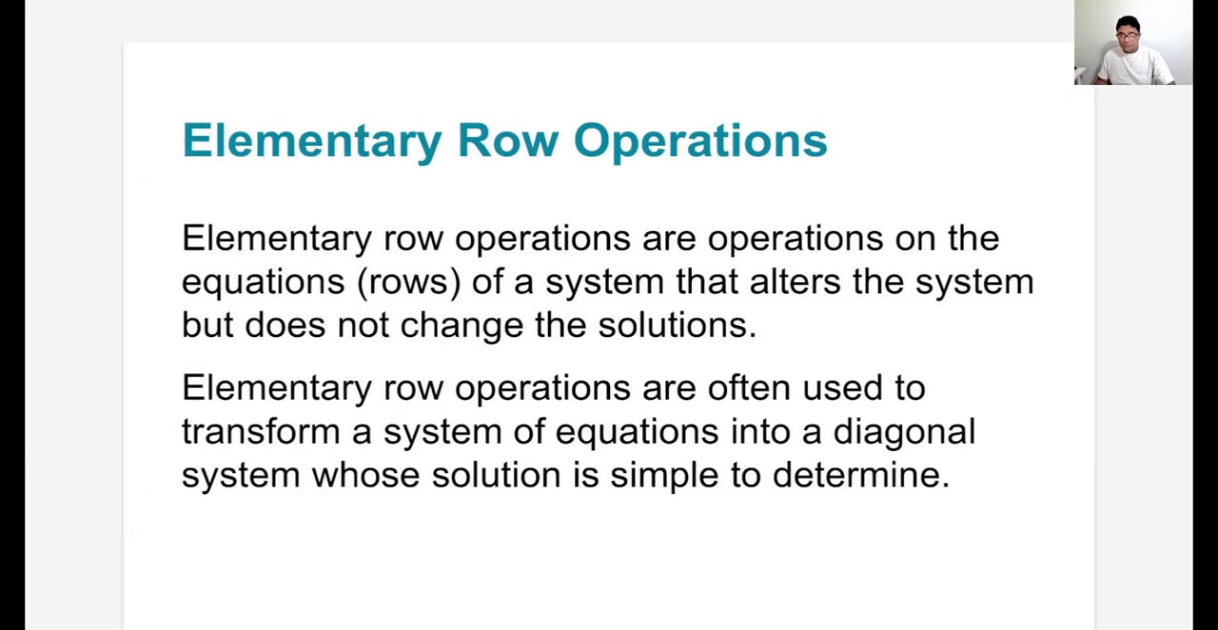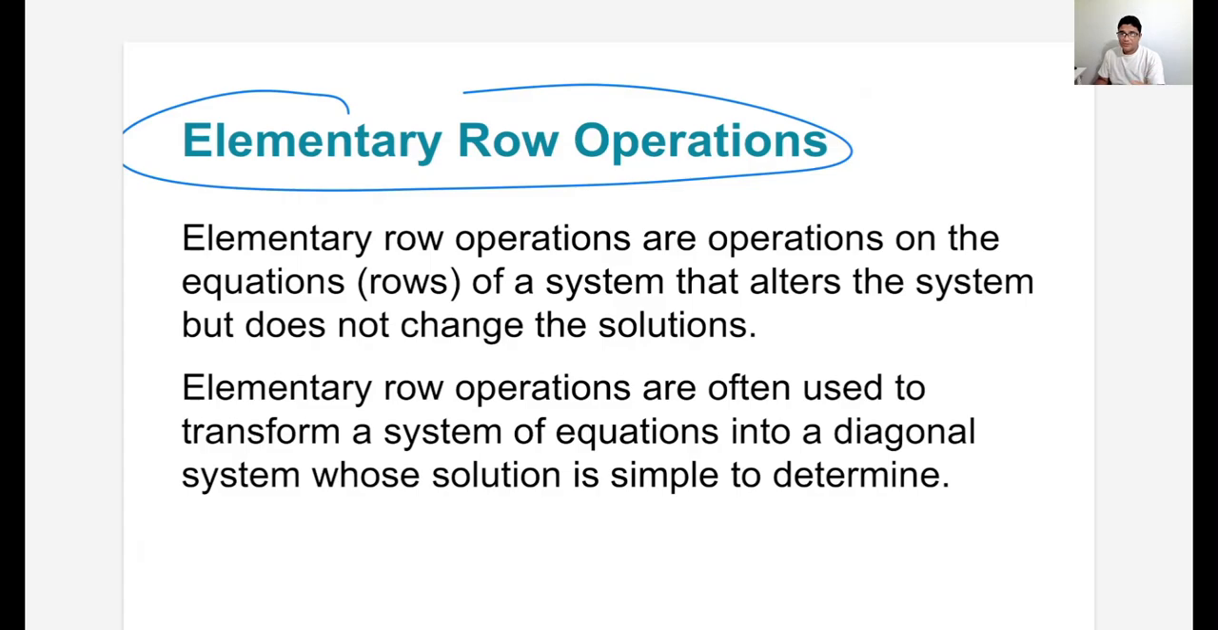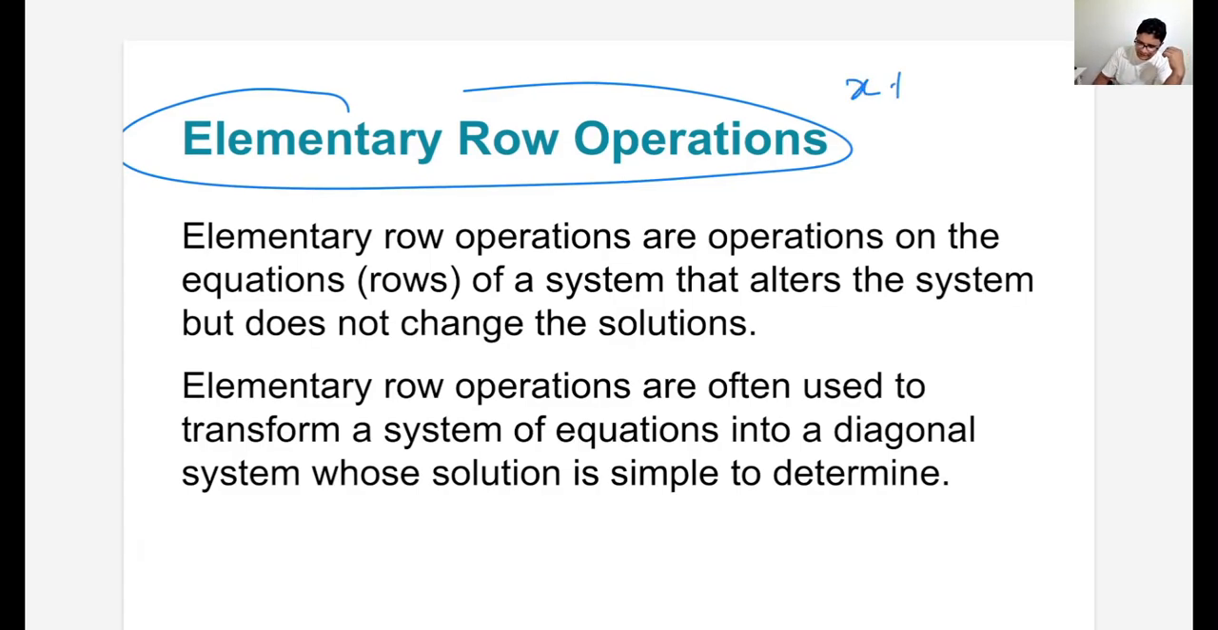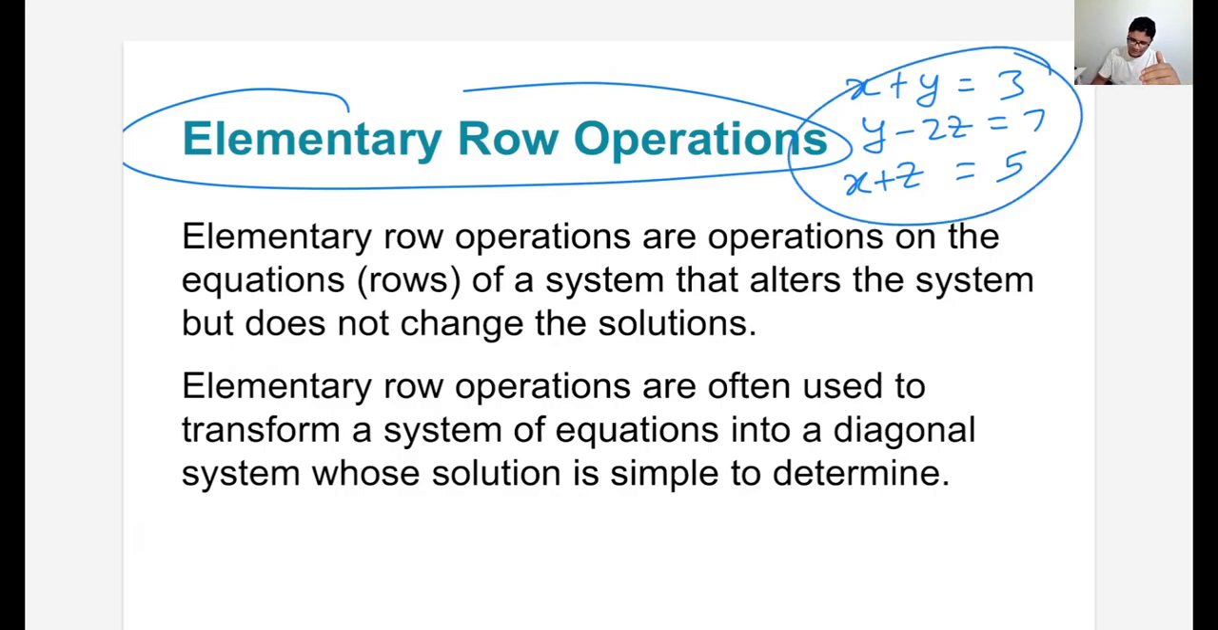Okay, so how do we get a system into the diagonal form? That is where the elementary row operations come into the picture. When they are not in diagonal form, for example, if I give you equations like x plus y equals 5 and 3y minus 2z equals 7, something like that, that is not in the diagonal form. So starting from such a system, how do you get the diagonal form? For that, we need the elementary row operations.